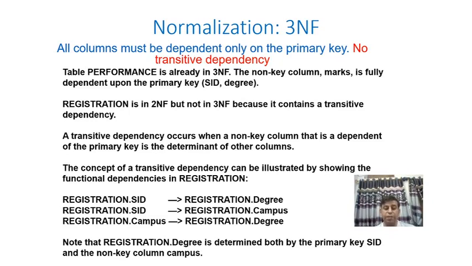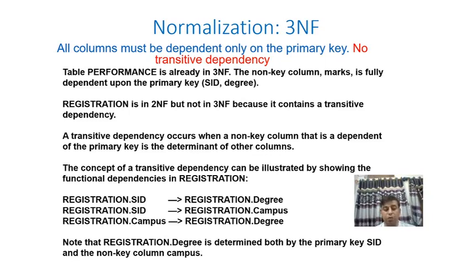Let's see registration, name of table, dot SID, name of attribute or field. SID field determines registration dot degree. So SID, student ID, determines degree, or in other words, degree is dependent on student ID. In the second row, SID, student ID, determines campus, or in other words, non-key attribute campus is dependent on key attribute, primary key attribute, student ID.